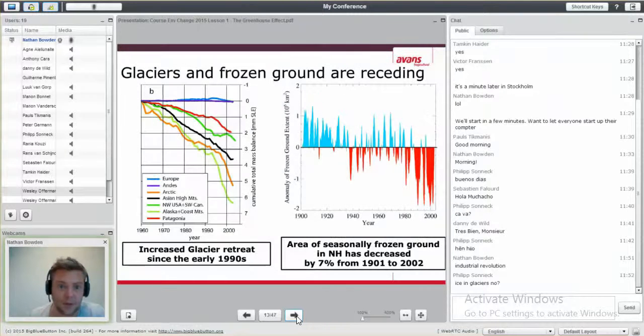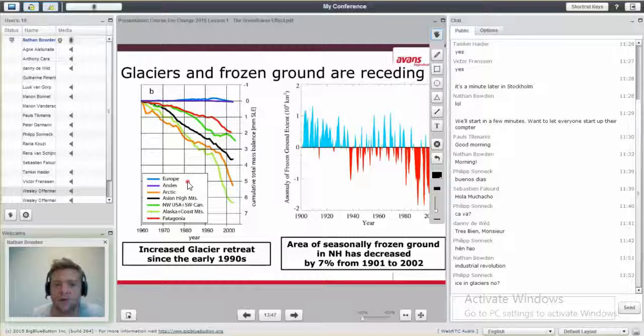In Iceland. So here are some recordings for glaciers and frozen ground. Europe, believe it or not, has been pretty stable for the last 40 years, even though we've remarked this in the Alps, compared to northwest United States and Alaska, which is even further north. The melting of not only the glaciers but also frozen ground, also called tundra, has been even more drastic.